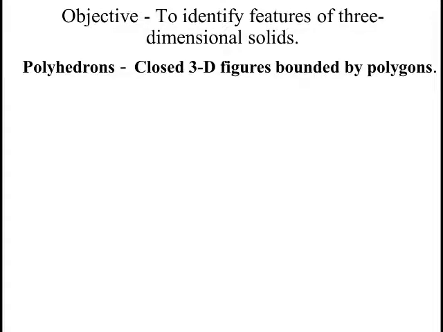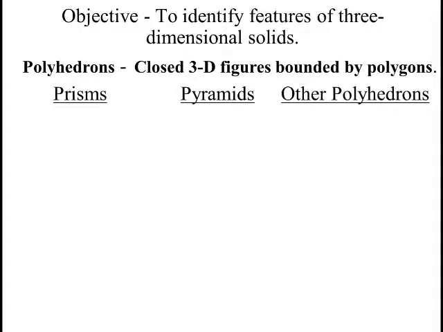So there's a couple different groups we're going to be looking at. We're going to be looking at prisms and pyramids. There are other polyhedrons besides these, but we're going to focus mostly on prisms and pyramids. So what is a prism? It's a 3D figure. Basically, it has two bases that are both parallel and congruent.